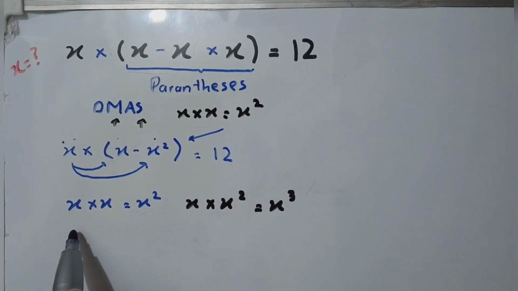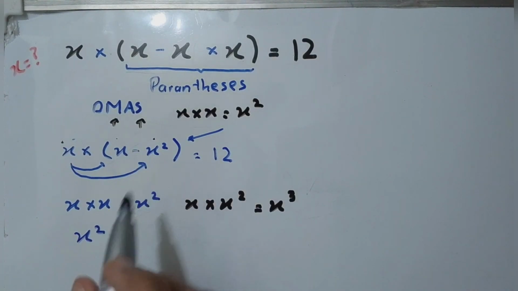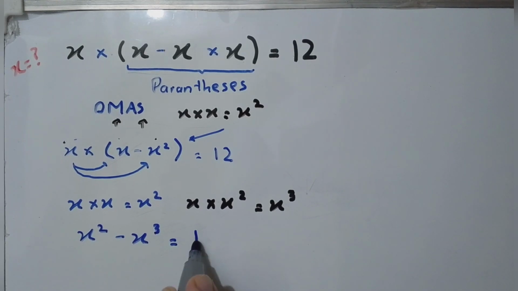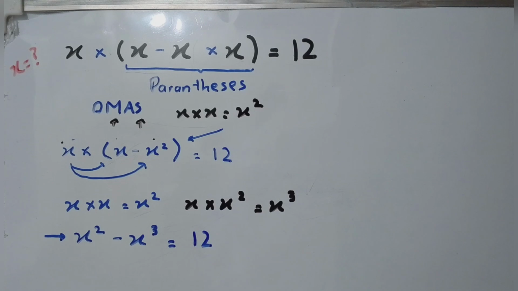So this gets equal to first x squared, and then the minus sign in between, take care of that, minus x cubed is equal to 12. Now this is our equation that we have arrived at after step number 2. Okay, now step number 3.